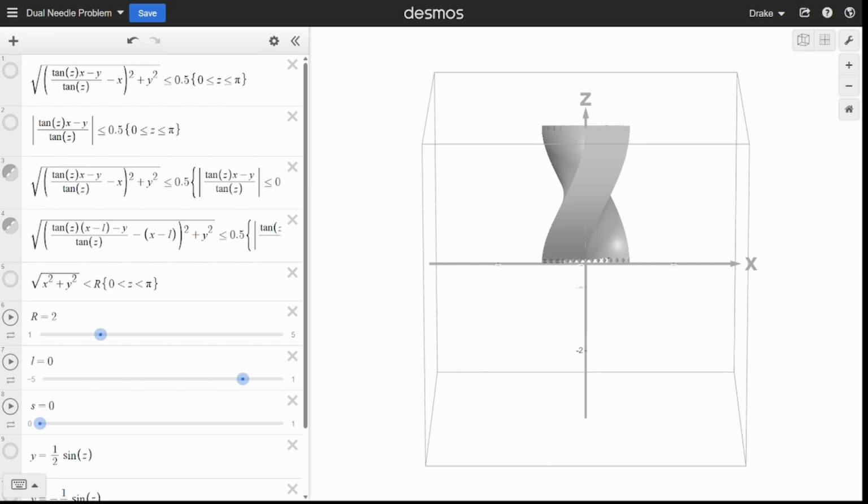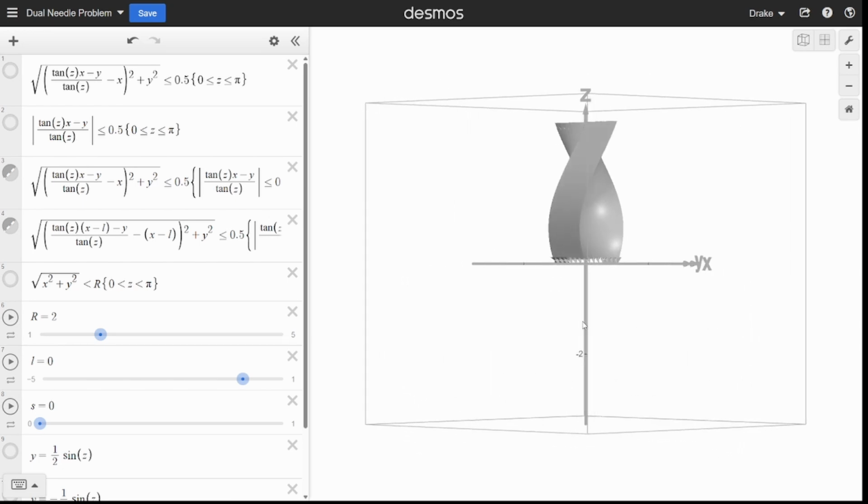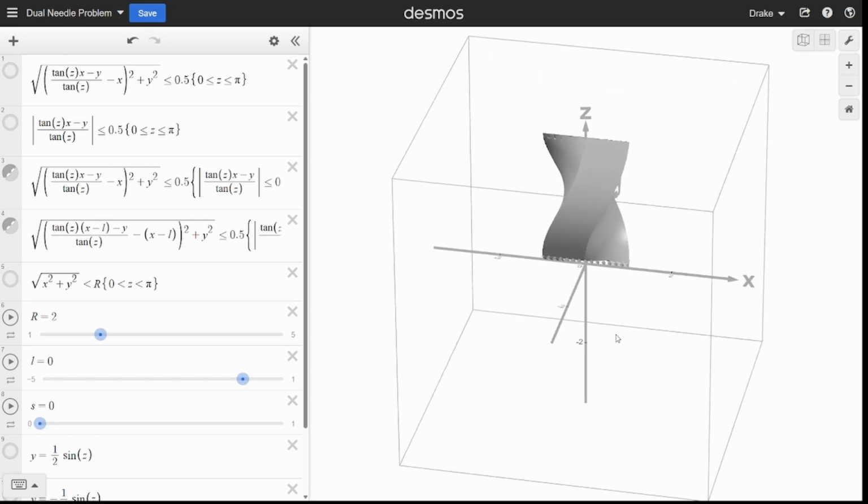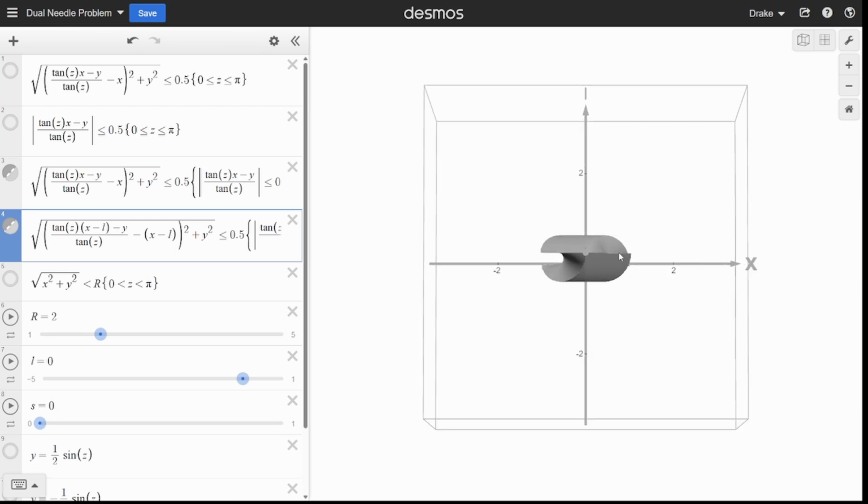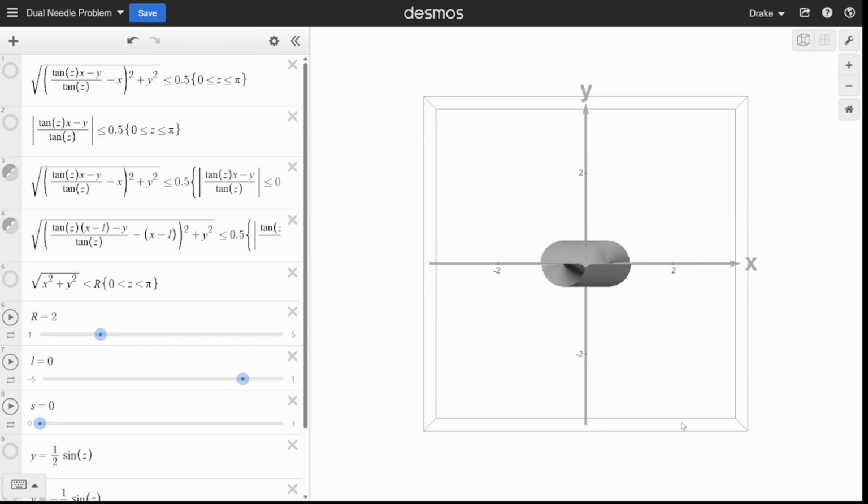So here we have a visualization of those inequalities graphed in Desmos 3D graphing calculator. I know a lot of people don't actually know about Desmos's 3D mode, but it is pretty cool. I strongly recommend looking at it. You just type in Desmos 3D graphing calculator, top result. It's pretty awesome. But anyways, this is a visualization of those inequalities, where x and y represent the position of our second needle, and z represents the angle.